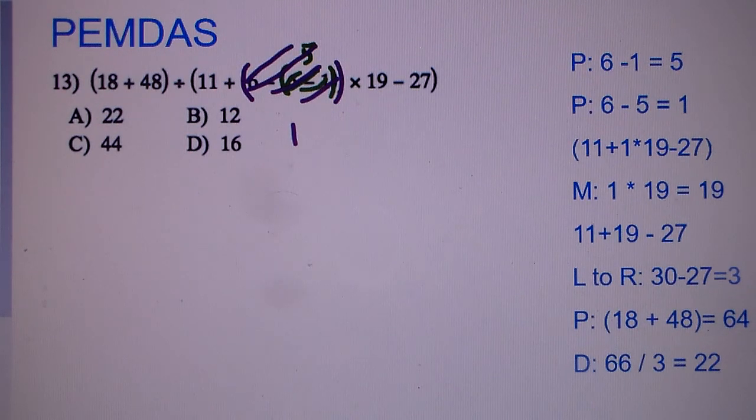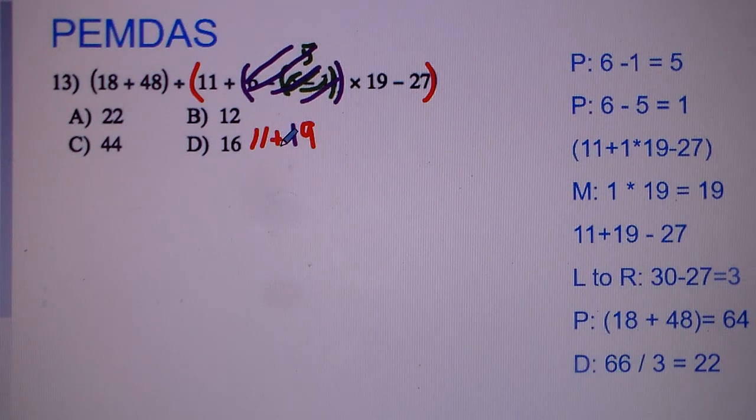After that, let's do red. All of this is inside the red parentheses. So we have 11 plus 1 times 19 minus 27. Now multiplication comes before addition and subtraction. So we got to do the 1 times 19, which makes it a 19. So we have 11 plus 19 minus 27.